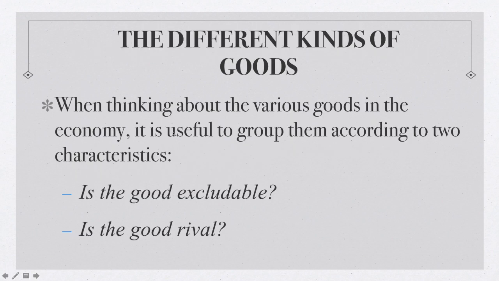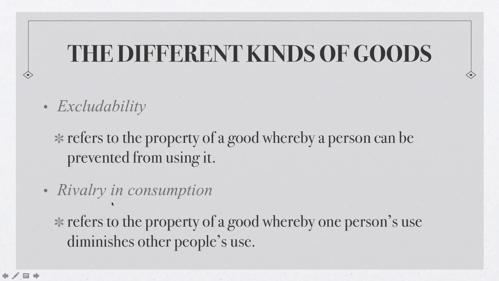So when thinking about types of goods, it's often helpful to think, is the good excludable and is it rival in consumption? So the idea of excludability is really simple. Can you prevent somebody who doesn't pay for it from using it? Not all goods are excludable. Not all goods can you prevent somebody from using if they don't pay for it.